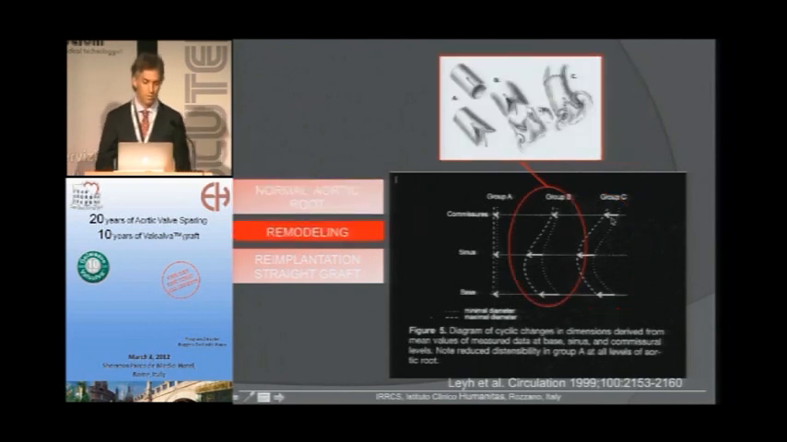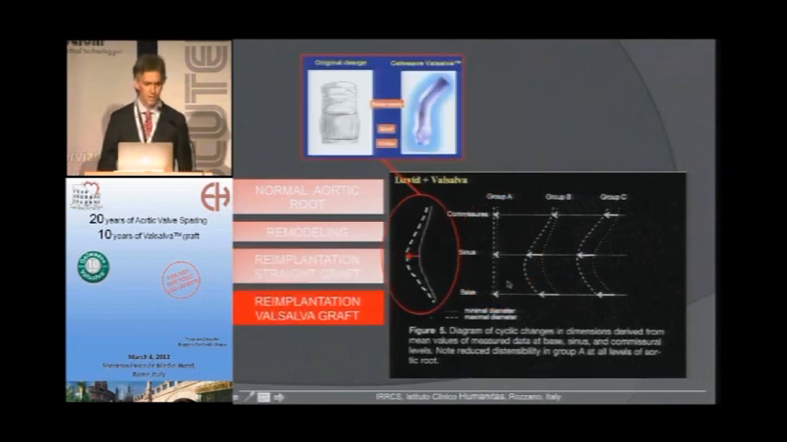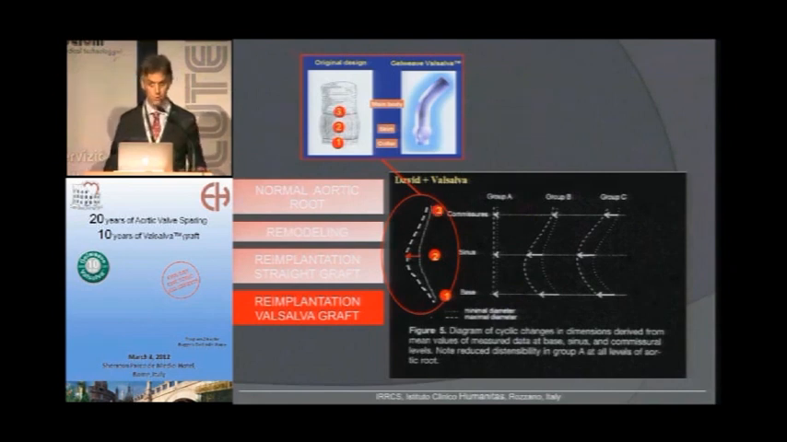This is an aortic root of a patient that underwent the remodeling technique by Yacoub. It has some compliance at the base, compliance at the sinuses, and almost no compliance at the sinotubular junction. This is a patient that underwent aortic valve reimplantation by Tyrone David with a straight graft, and he has no compliance at the three levels. And this is how the Valsalva graft is supposed to work. It has no compliance at the base, at the collar. It has some compliance at the sinuses, at the pseudosinuses, and no compliance at the sinotubular junction.